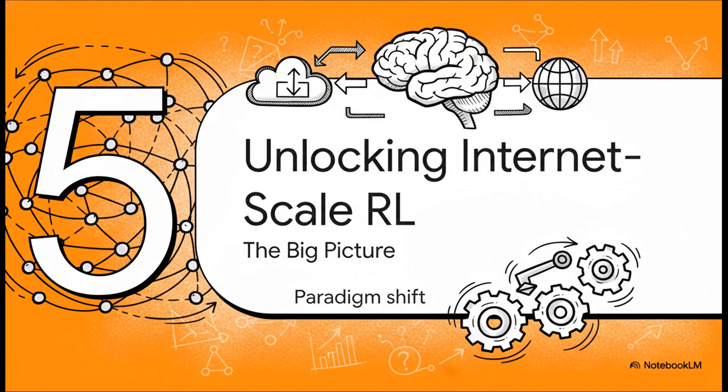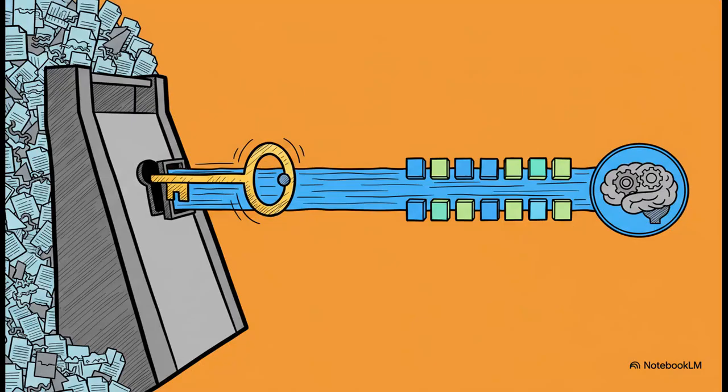So, what's the big picture here? What does all this really mean for the future of reinforcement learning? Well, this method really represents a major paradigm shift. The main contribution of Golden Goose, when you boil it all down, is that it gives us a scalable, automated way to convert the entire internet, all that messy, reasoning-rich, unverifiable text, into high-quality training data for RLVR. It effectively solves the field's most critical data bottleneck.